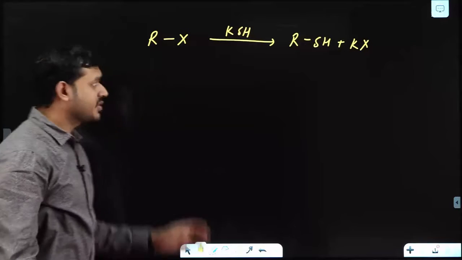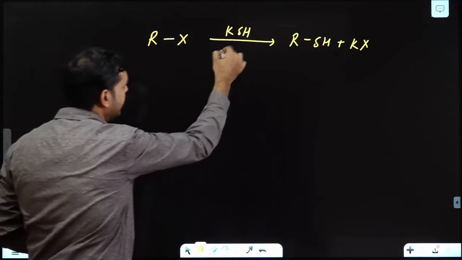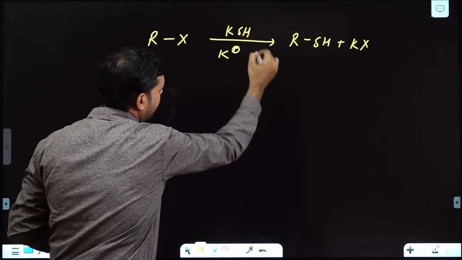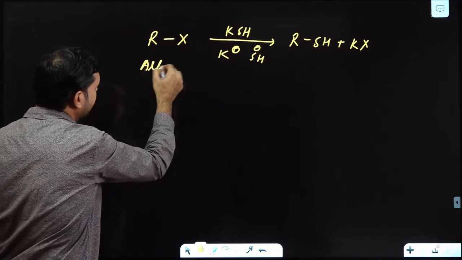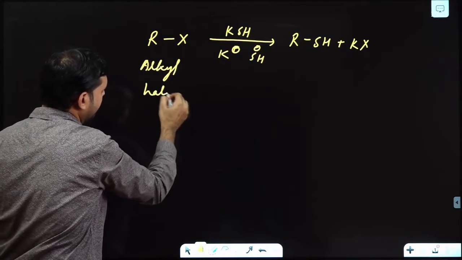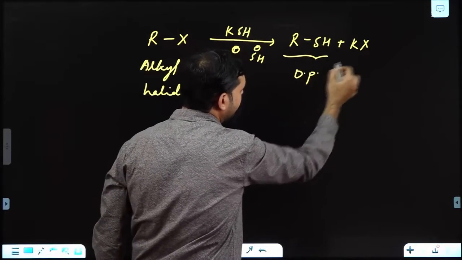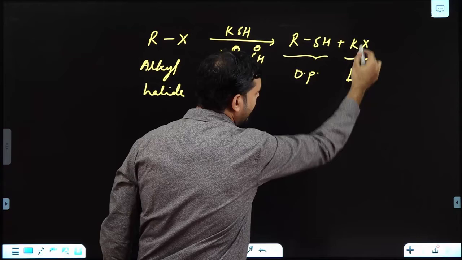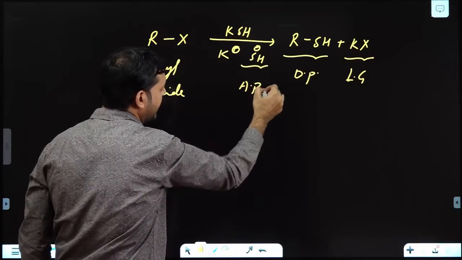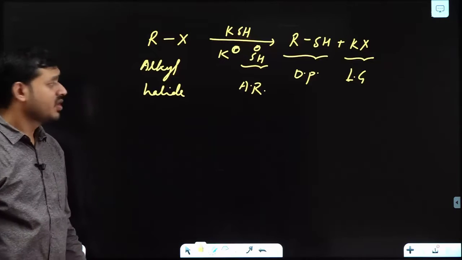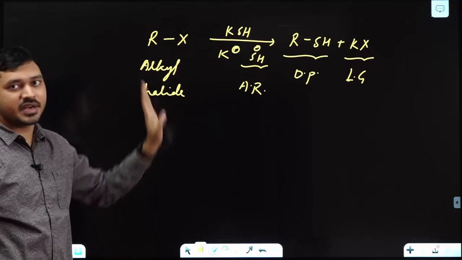Okay, so dear students, I have taken just one example. It is KSH, means K plus SH minus, and this is your alkyl halide. Okay, now this is our desired product. This is our leaving group. Actually it is X minus, K plus is a spectator ion, and this is your attacking reagent. Okay, clear? So this is the reagent which is causing the reaction, so it is a nucleophilic reaction.